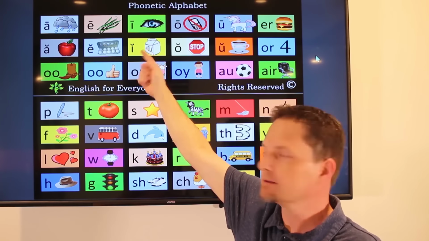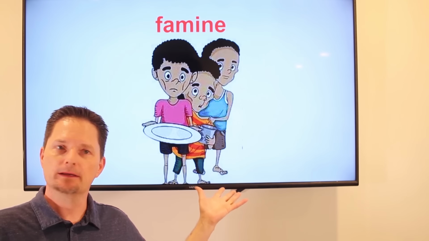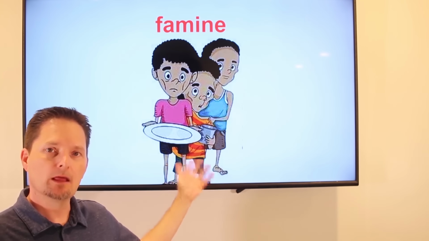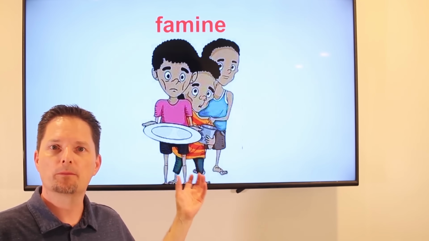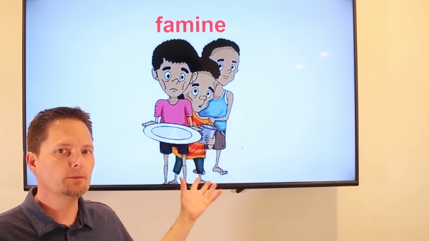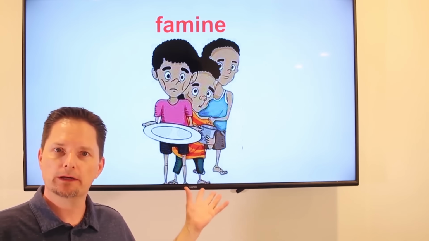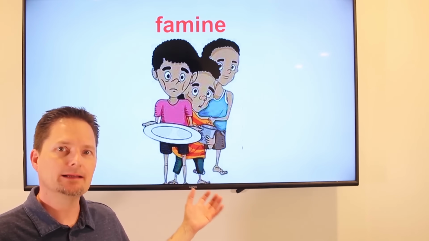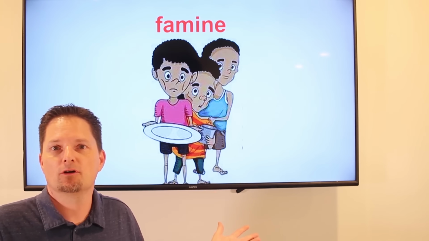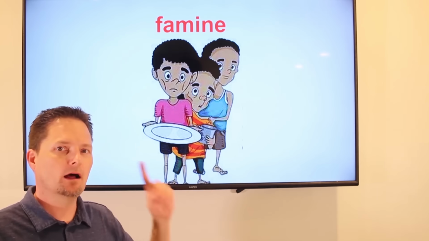Next we have famine. Famine is countable. For 1, a famine. There is a famine in their country. They don't have enough food for the people. All the people are very, very hungry, and they are dying and getting sick because they have no food. There is a famine in their country. Pronunciation, famine. Fam.